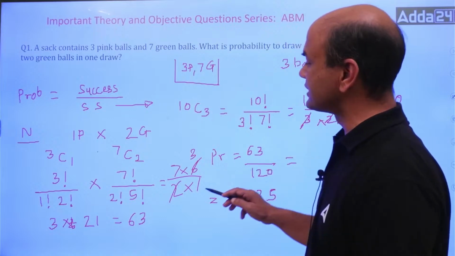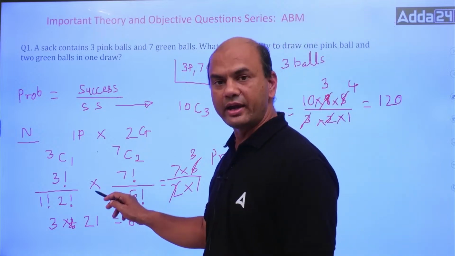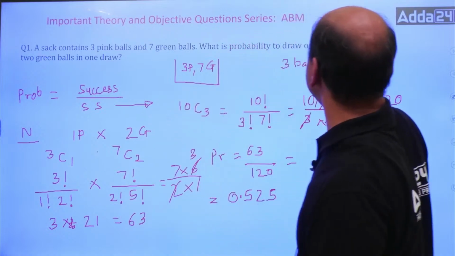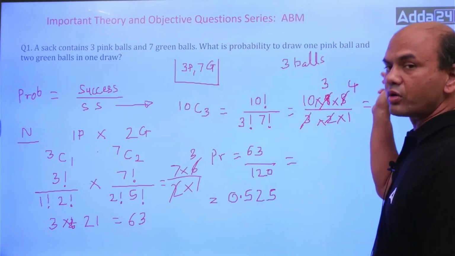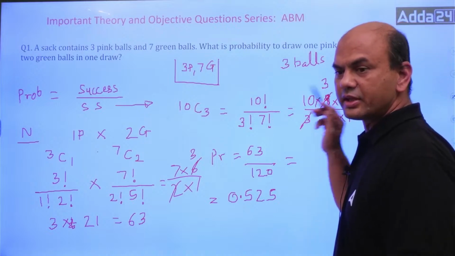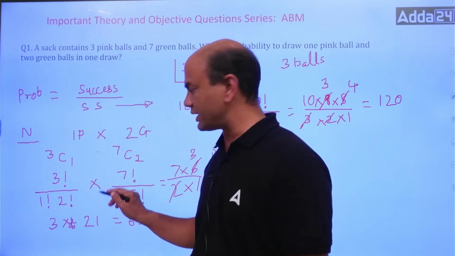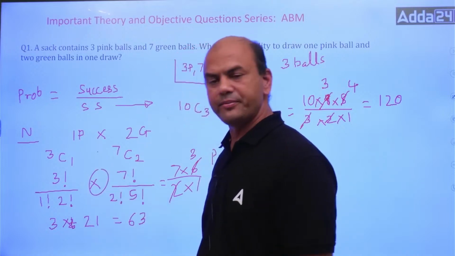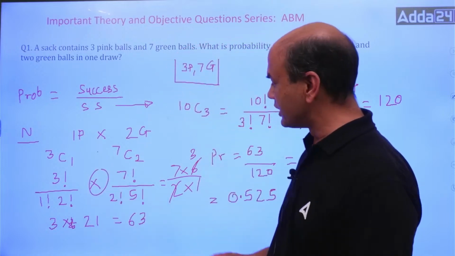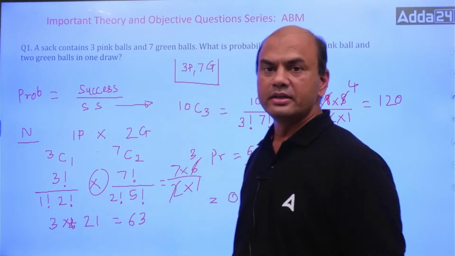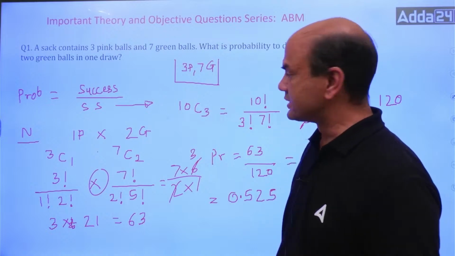See here, what is this? This is success because you require and, multiply. If they would have asked you or, means one pink or two green balls, then it would have been plus. Whenever there is or, you always plus. Whenever there is and, you always multiply. Okay. So here I will multiply 3 into 21, 63. So my success is what? Success is 63.